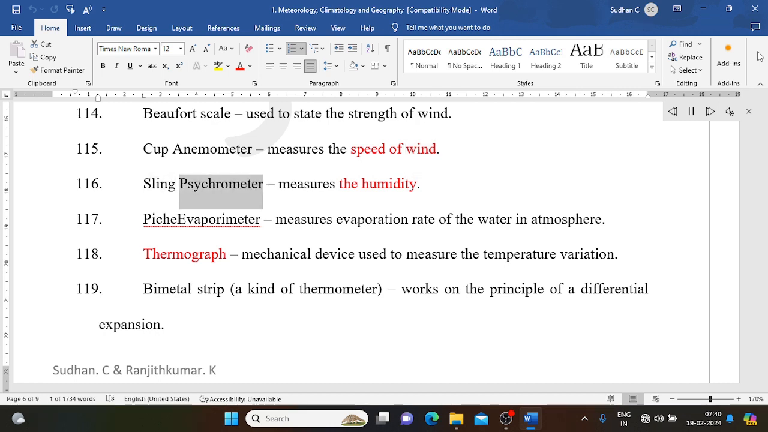The sling psychrometer measures humidity. The Piche evaporimeter measures the evaporation rate of water into the atmosphere. The thermograph is a mechanical device used to measure temperature variation. The bimetal strip, a kind of thermometer, works on the principle of differential expansion.